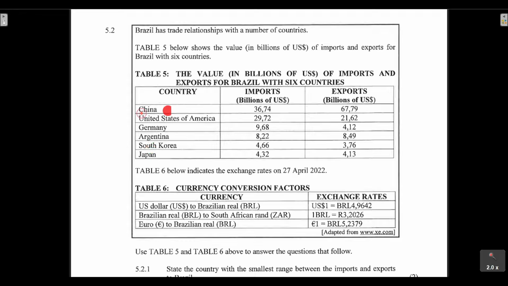Let's look at this first row and try to make sense of what it is telling us. This first row is telling us that when Brazil imports goods from China, the value of those imports is 36.74 billion US dollars. If Brazil exports to China, the value of those exports is 67.79 billion US dollars. That is how we're going to go about analyzing this table.